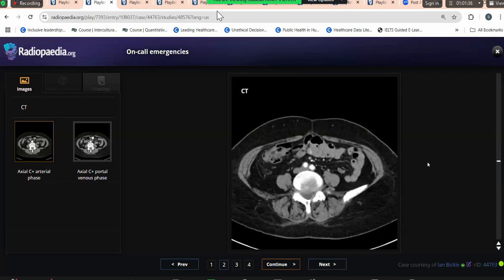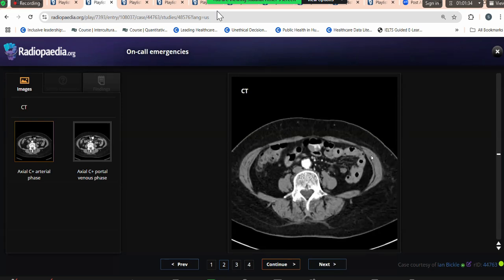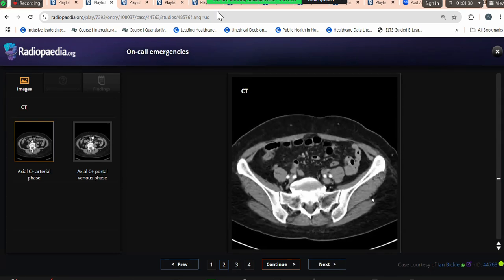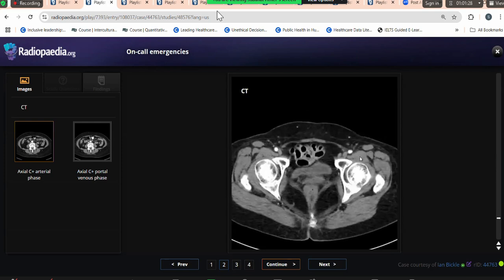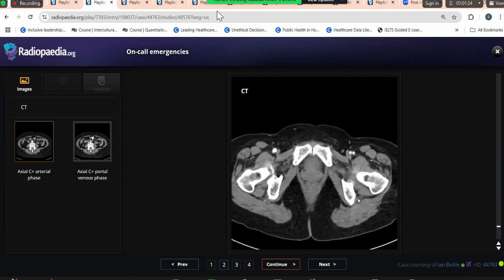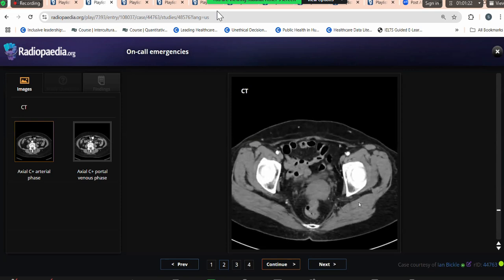Can you now trace the whole colon for me, please? I'll be going down. Okay, so this is the anal canal, then the rectum.